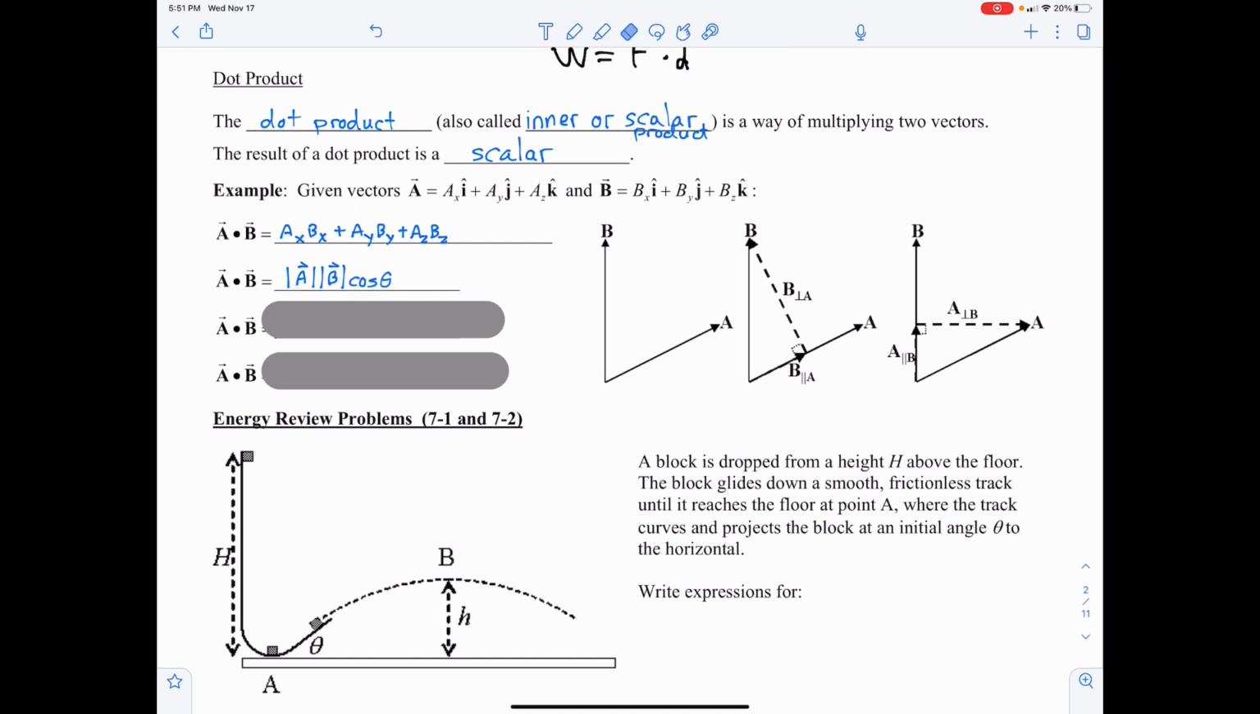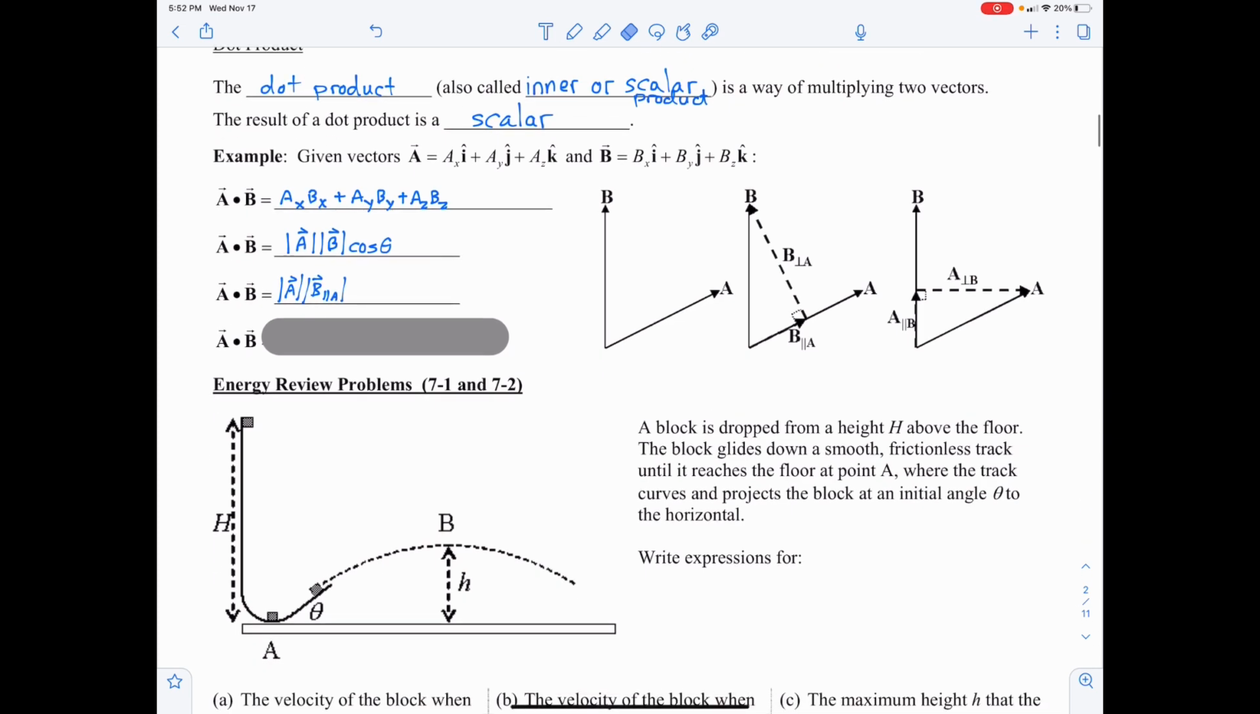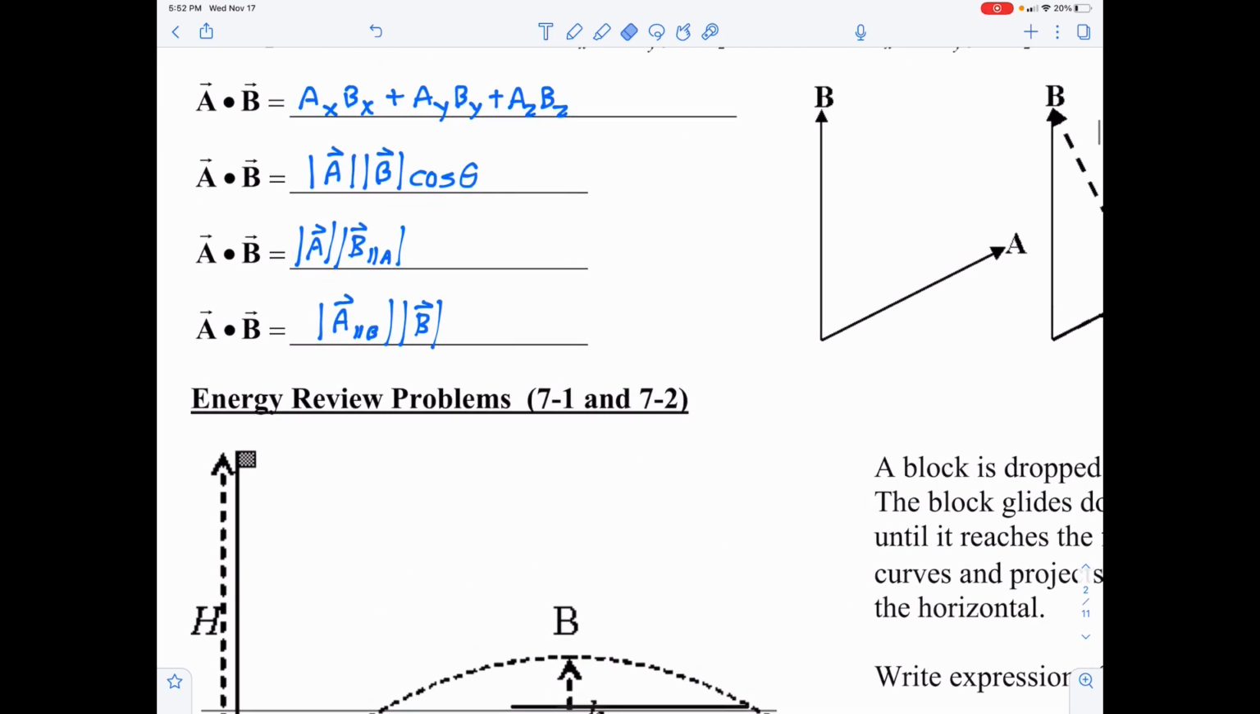Another way we could do it is by taking the magnitude of A, the amount of A, times the amount of B, times the cosine of the angle. That ought to look pretty familiar in terms of what we had with an equation right here, because the equation for work was force times distance times the cosine of the angle.